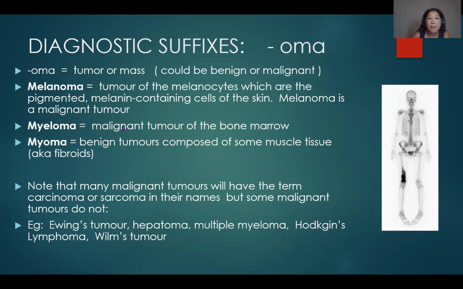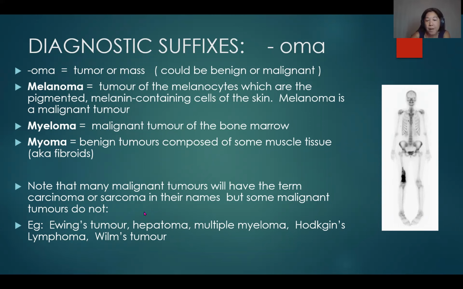Myeloma is a malignant tumor of the bone marrow. And myoma, these are benign tumors that are usually composed of muscle tissue. So some of you may be familiar with the term fibroids. Fibroids are just these benign tumors. So fibroids are examples of myomas.